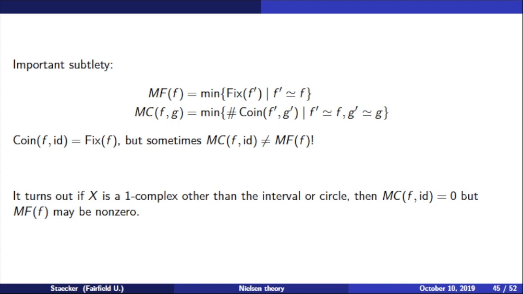It turns out if X is a one complex that's not the interval or the circle, so like a graph, then the minimum coincidence number is zero, but the minimum fixed point number might not be zero. So this number is always zero in such a space. It is always possible to remove the fixed points if you change both of the maps by homotopy. But the minimum number of fixed points might still be non-zero. This is Brooks's theorem from 1972.